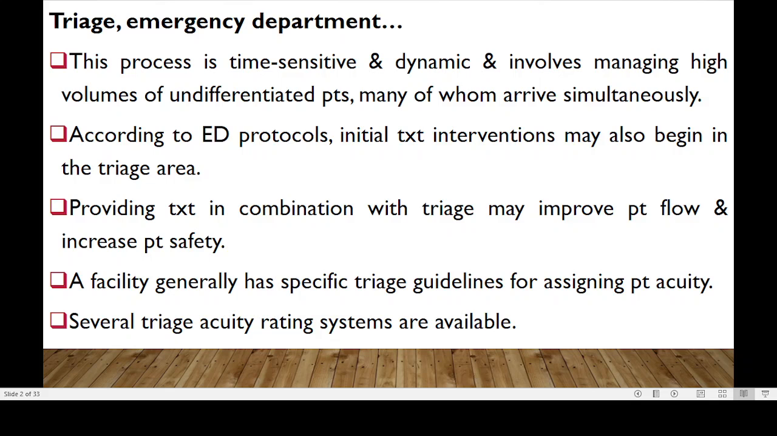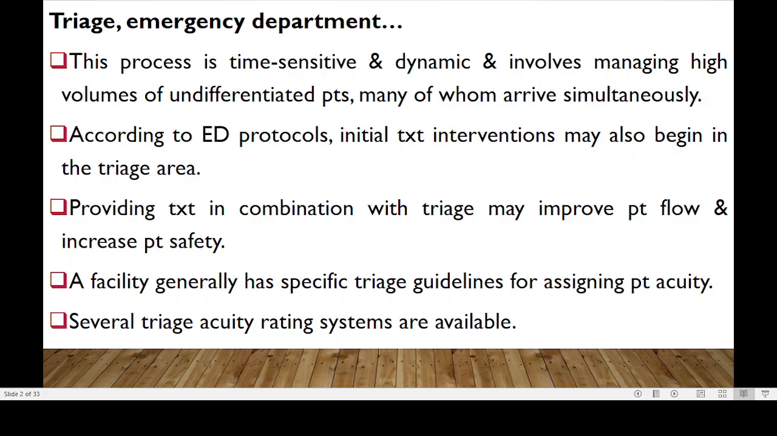According to the emergency department protocols, initial treatment intervention may also begin in the triaging area. So if you are a nurse and you receive a patient at the hospital, you need to find out what was the initial treatment or if any initial treatment was provided to this particular patient so that you can be able to track and see how you're going to progress next. Also, providing treatment in combination with triage may also improve patient flow and increase patient safety, which is a good thing.